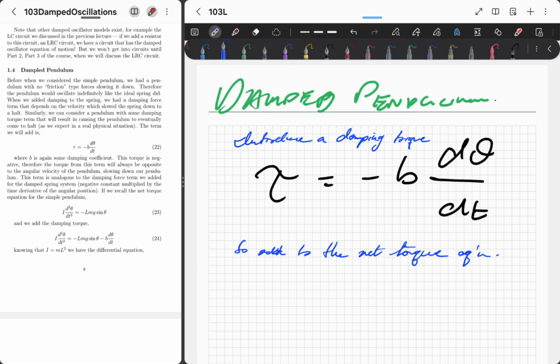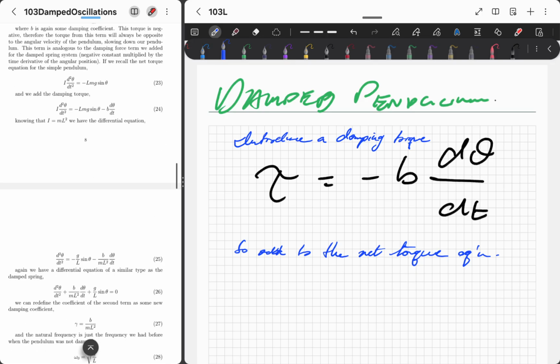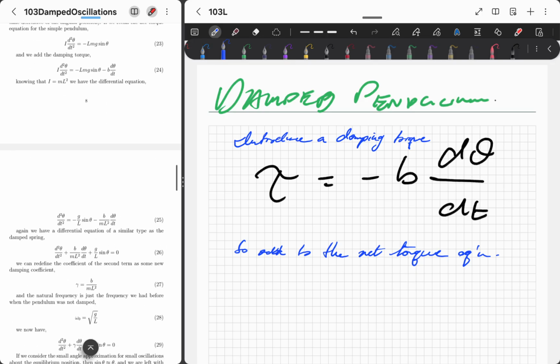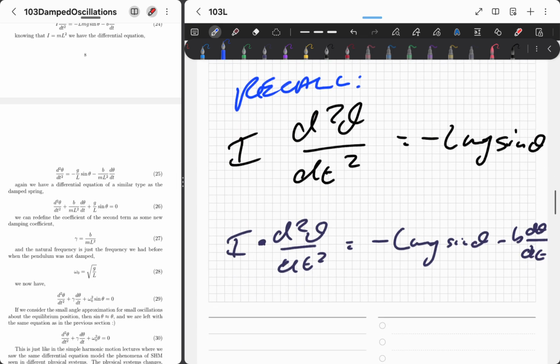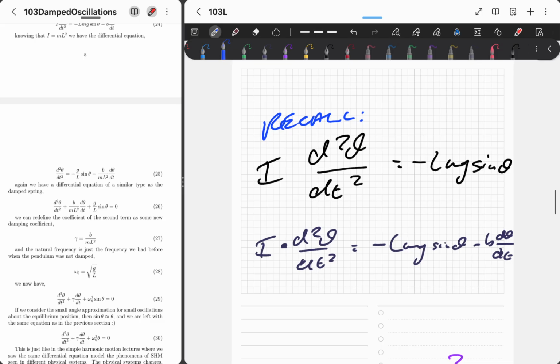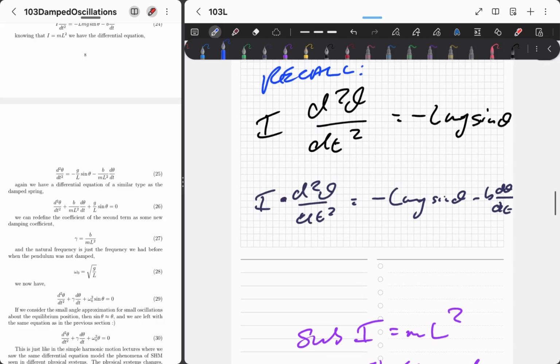So we have our derivatives of theta, two derivatives, one derivative, but we still have that sine term like we had last class. Now, these coefficients we rewrite in terms of gamma and omega naught for all of these damped models. So basically, whatever's in front of this d theta dt here, that's what we called gamma before. So gamma is b over ml squared.